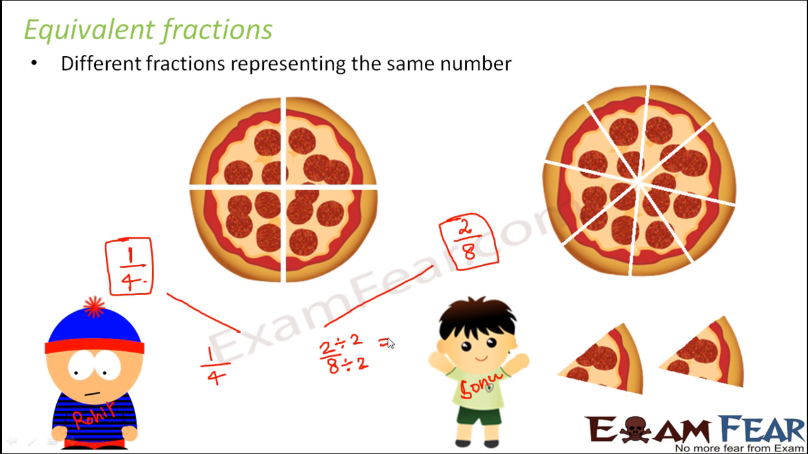So what happens? 2 divided by 2 is 1. 8 divided by 2 is 4. So 1 by 4. So 2 by 8 also is basically 1 by 4. So that means we can say that 1 by 4 and 2 by 8 are two different fractions, but they represent the same number, that is 1 by 4. So these are equivalent fractions.